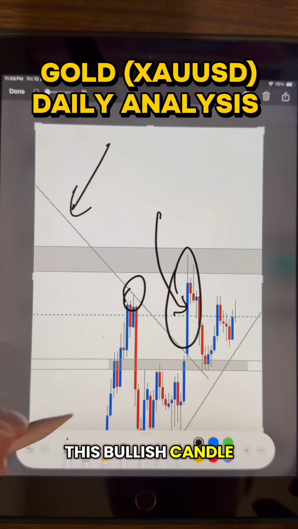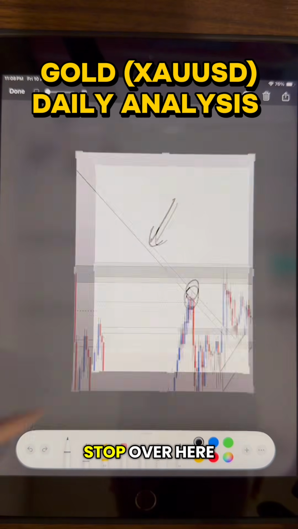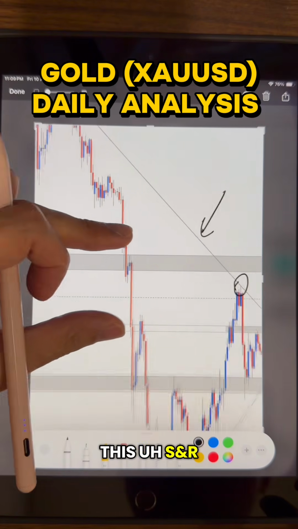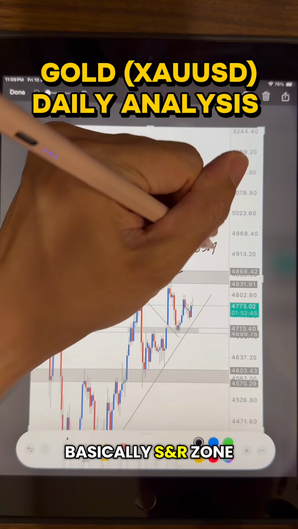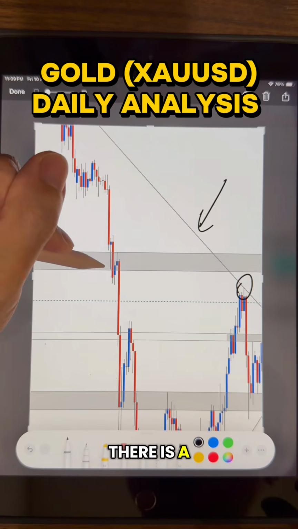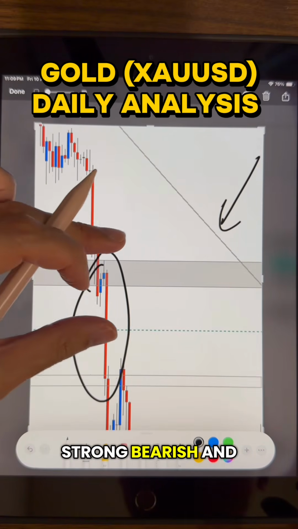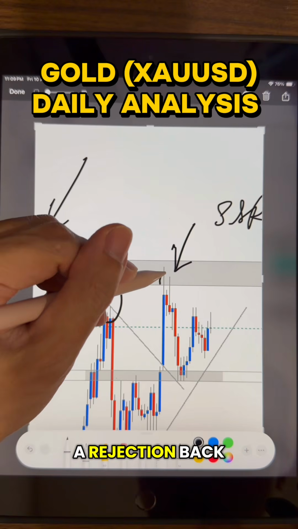at a huge bullish candle right here, and then you actually make a stop over here, this particular zone here, due to this SNR zone here. This one is basically an SNR zone, as well as there is a supply zone over here. The supply zone over here is a very strong bearish engulfing. Thus you actually have a rejection back down here.